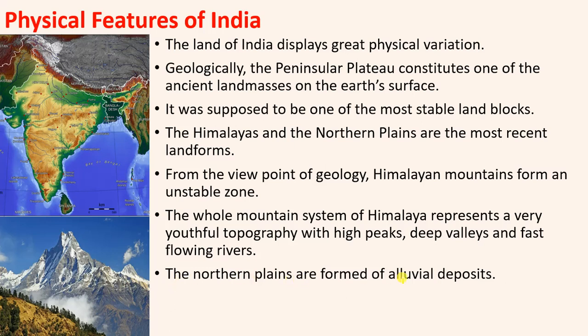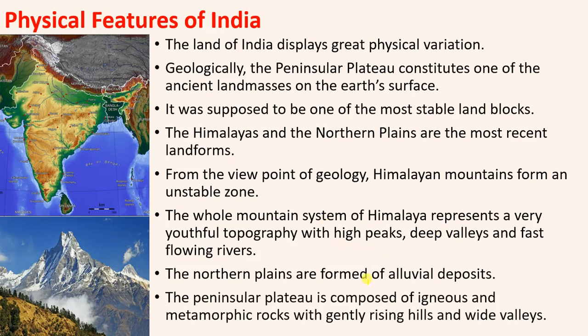The northern plains are formed of alluvial deposits which are brought by the rivers flowing from the Himalayan mountain region in our country, such as the Ganga river, the Yamuna river, the Ghagra river. A number of rivers originate from the Himalayan mountain and move through the plain region. As they move ahead, they carry sediments with them and deposit them on the way, and that way they form the northern plain, and that is alluvial deposit.